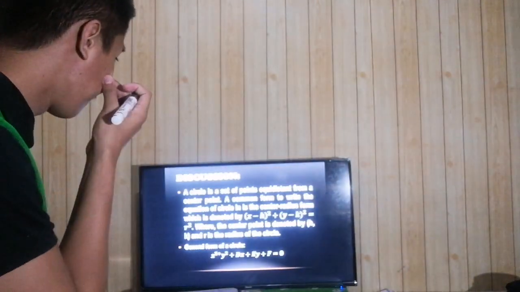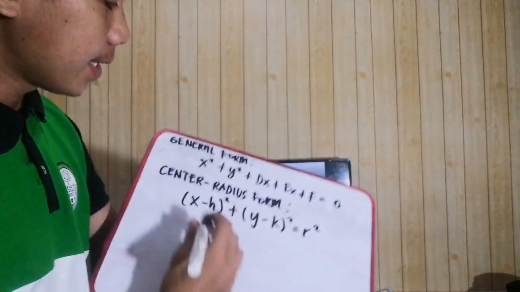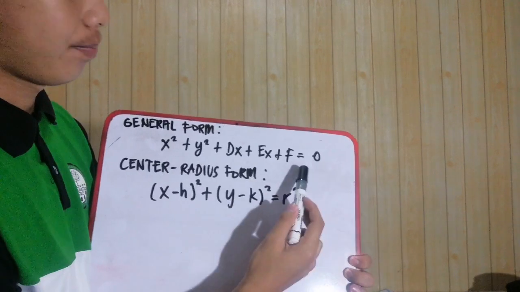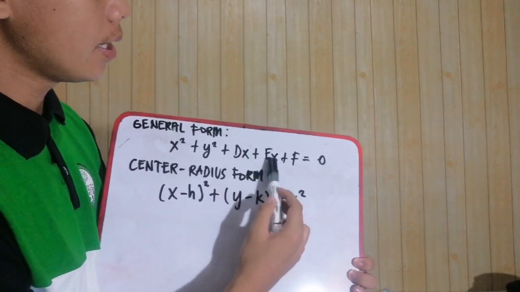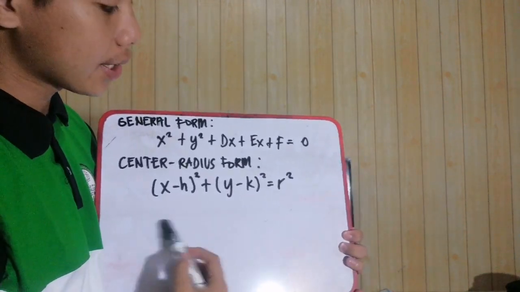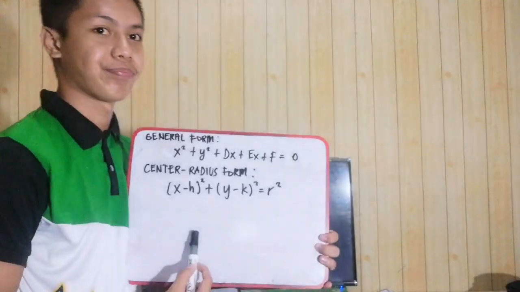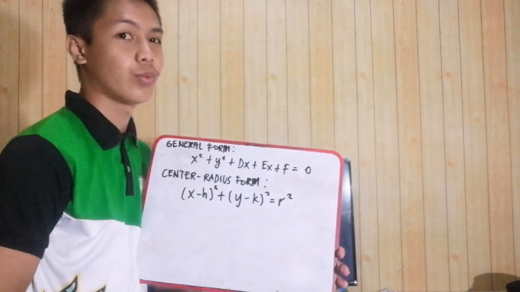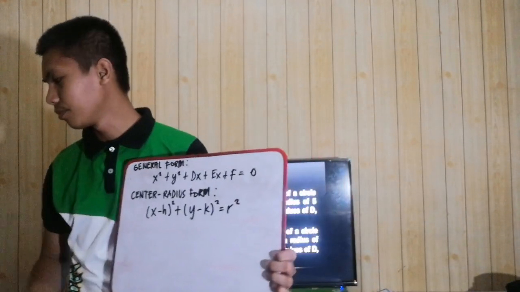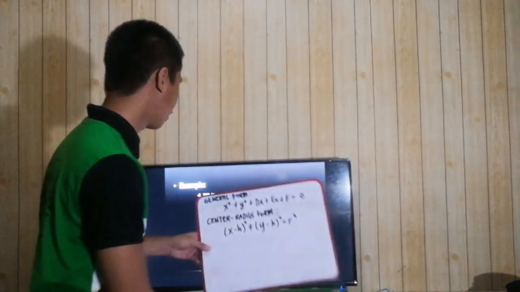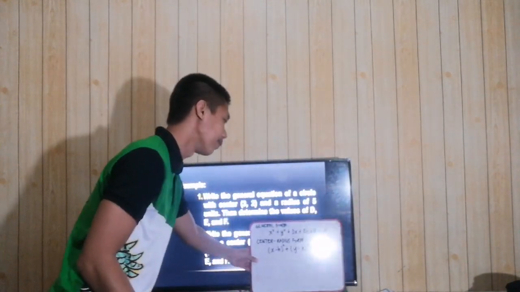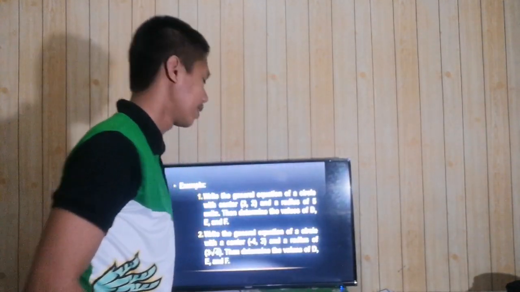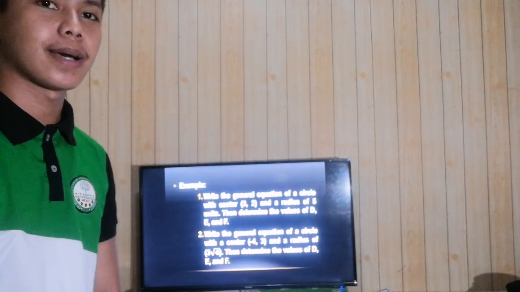Now, here it is. This is the general form. To get the values of D, E, F, we should use this form and substitute the givens. To further understand these equations or forms, let's proceed with our example. Now, kindly read our first example.